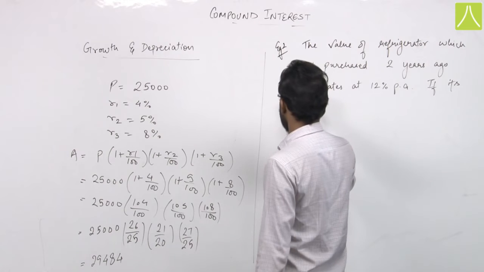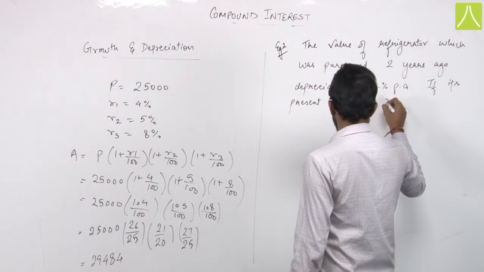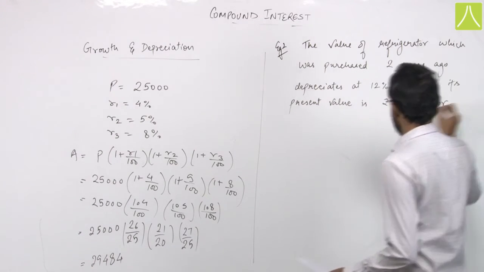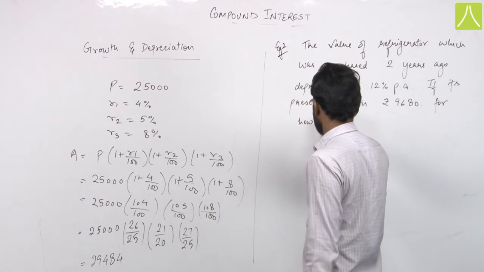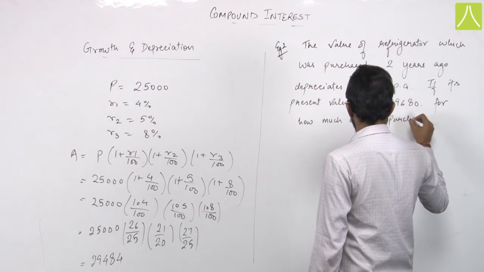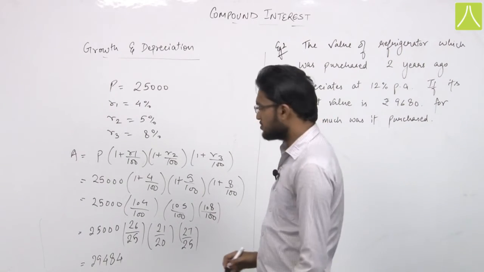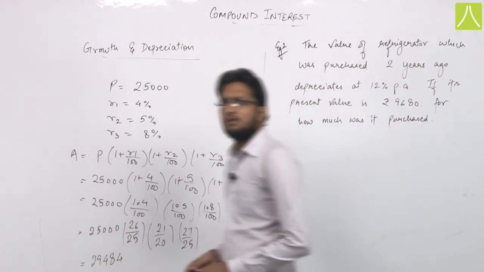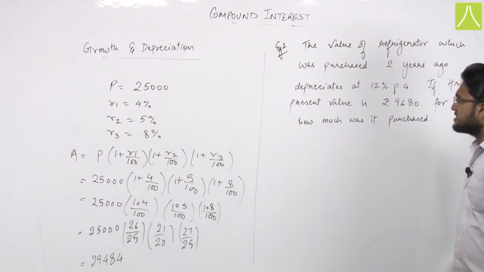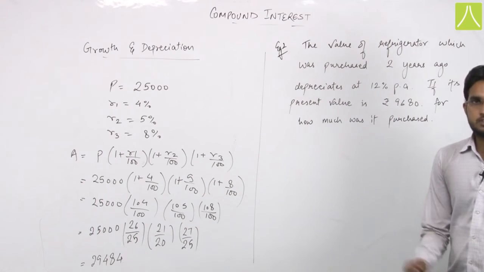If its present value is rupees 9680, for how much was it purchased? So in this question we have a refrigerator which was purchased 2 years ago, and the present value is rupees 9680, and it depreciates every year. The rate given is 12% per annum, taken 2 years ago.